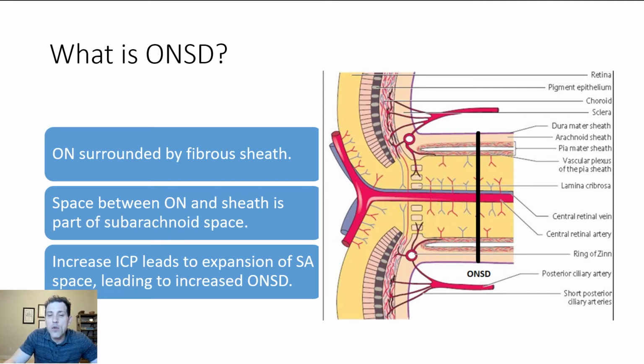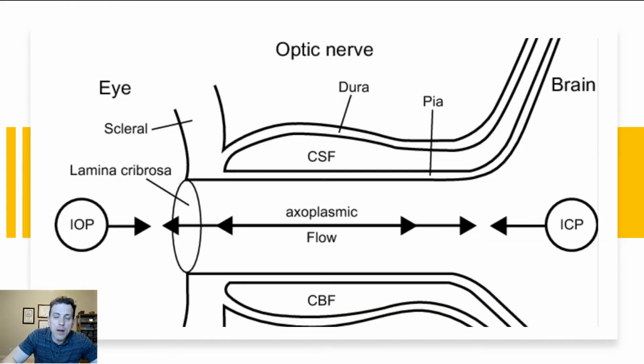And so that means that if you have an elevation in ICP, you will have expansion of this space. Let's take a peek at this on the next slide here. And you can see here that if you had an ICP elevation here to the right, that increased intracranial pressure would be transmitted via axoplasmic flow here into the optic nerve area, namely specifically that subarachnoid space, and you'd have a swelling here of this particular space here. And this is an area that we would want to measure.